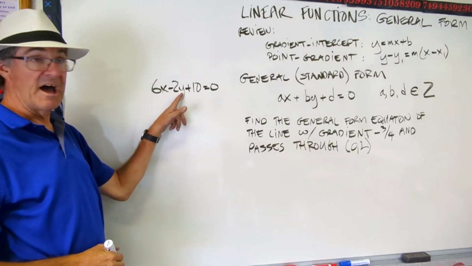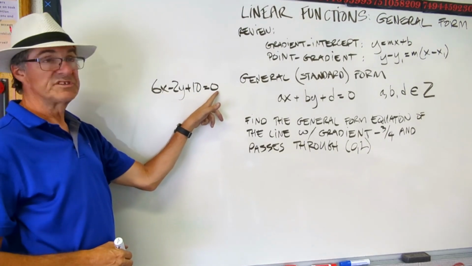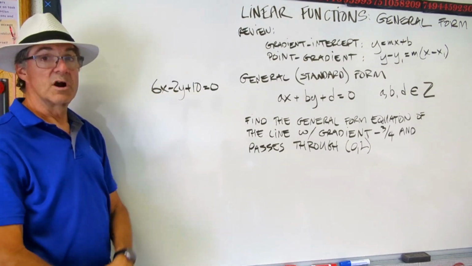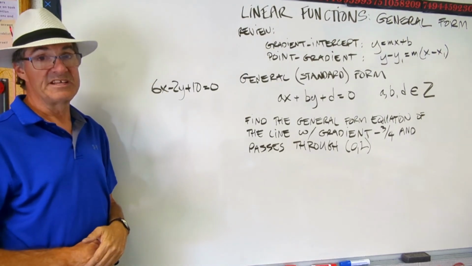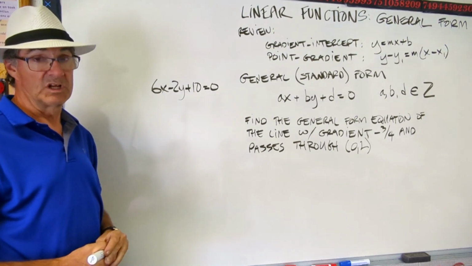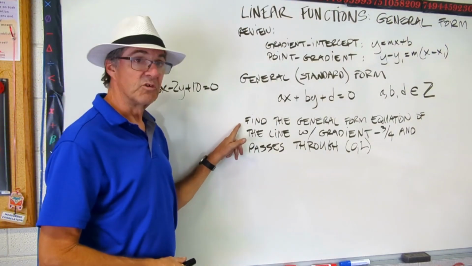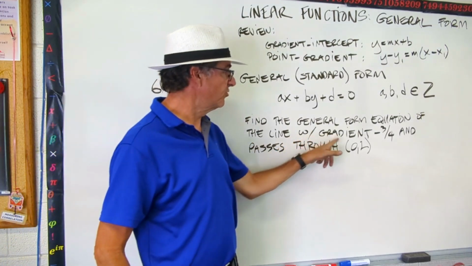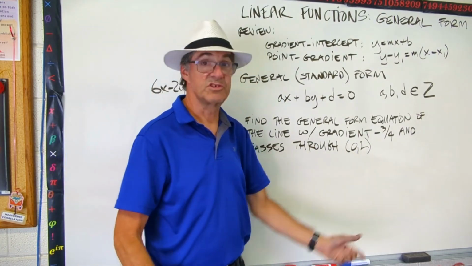We have an x and a y, and we have our constant. We have them all on the left side set equal to 0. And notice how there's no fractions in here for my coefficients. So that's an example of a standard or general form equation for a line. So let's go ahead and make some. Here's a problem for us. Find the general form equation of the line with gradient -3/4 and passes through the point (0, 2).